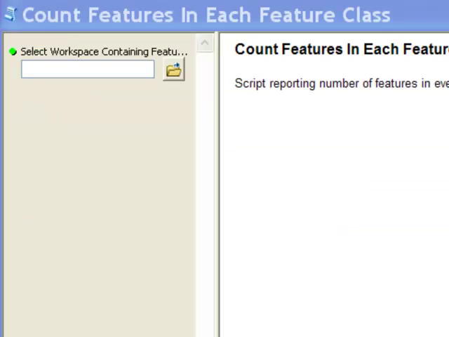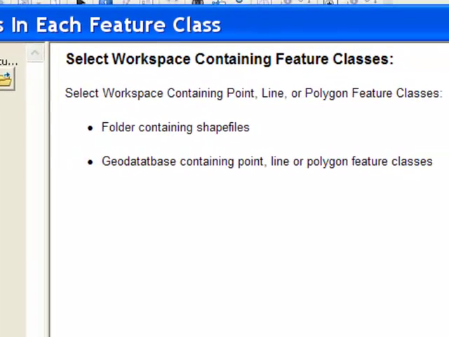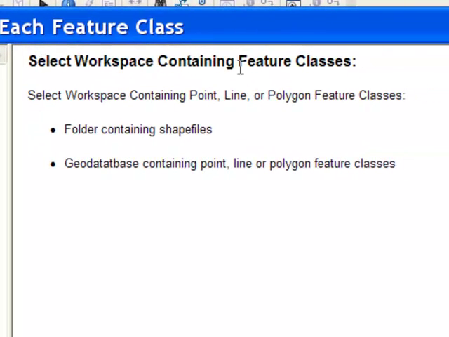Okay, so now as a user, if I don't understand what this select workspace containing feature means, if I just click inside any dialog, it now has a message that helps us. So it says select workspace containing point, line, or polygon feature class, folder containing shapefiles, or geodatabase containing point, line, or polygon features. So basically, for every dialog, you can guide the user along by supplying these types of bullets or a paragraph describing exactly what you want for that dialog.